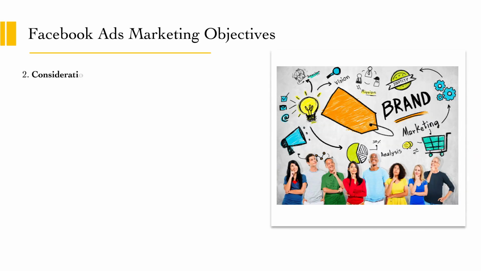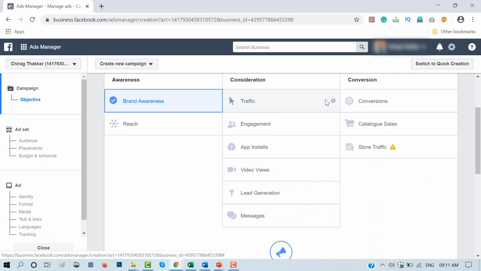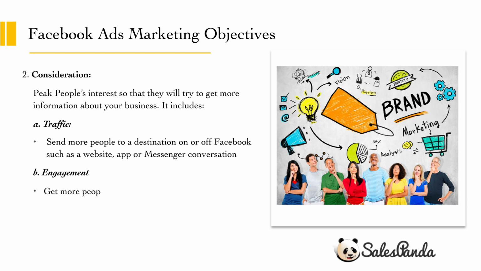The objective Consideration is chosen when you want to create curiosity and interest in your target audience about your business. They would want to get more information about your business due to their interest. The first objective in the Consideration category is Traffic. It is used to drive more people to a website, a landing page, Facebook Messenger, or an app. The next objective is Engagement. It is selected to get more likes, comments, and shares on your page, events, etc.